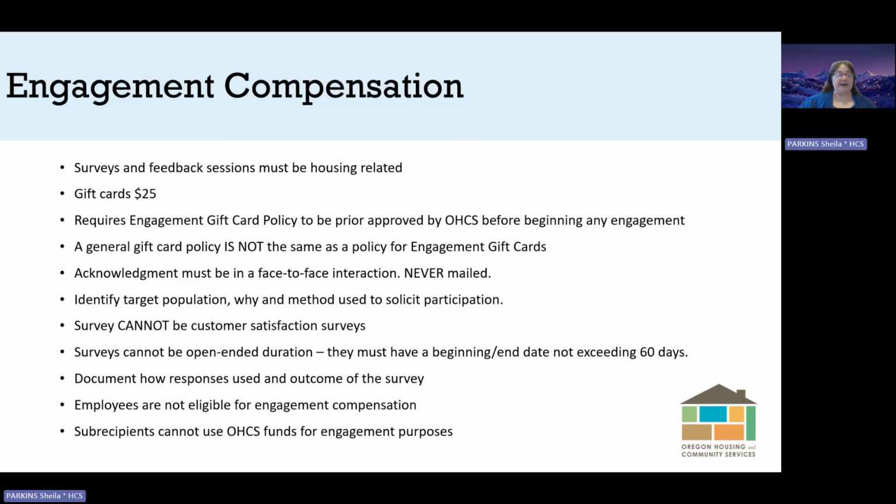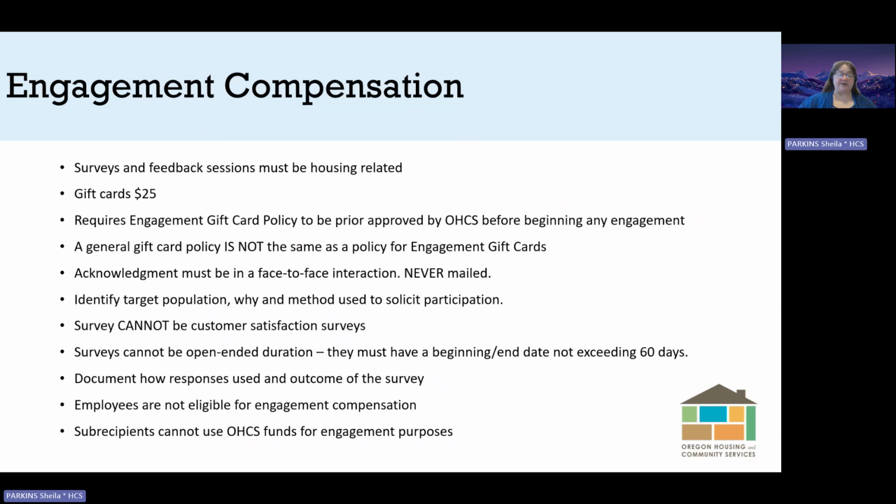As is the same with regular gift cards, the acknowledgement of receiving the gift card must always be in a face-to-face interaction. Gift cards, whether for engagement purposes or any other purpose, must never be mailed. For the purpose of surveys, documentation must be kept on file that identifies what EHAP General Fund population was targeted, why, and the method used to solicit their participation.